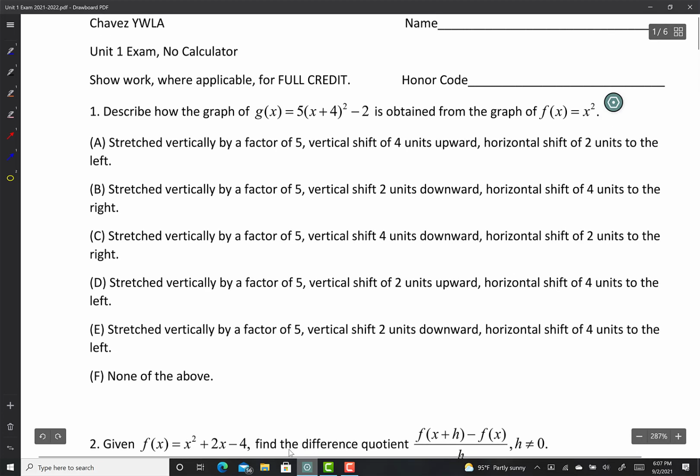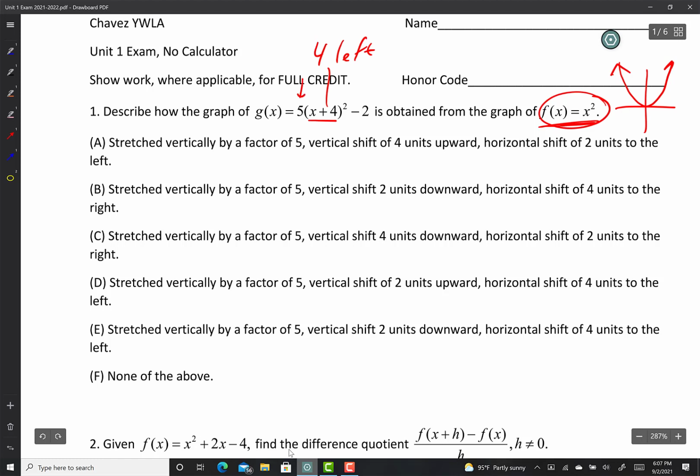It says describe how the graph of g of x equals 5 times (x plus 4) squared minus 2 is obtained from this function. That's your parent function there, guys. Y equals x squared. That is just that graph. So as you know, this x plus 4 makes this graph move 4 to the left. So 4 left. This 5 is a vertical stretch by a factor of 5. And that minus 2 is a vertical shift down 2. Vertical shift 2 down.